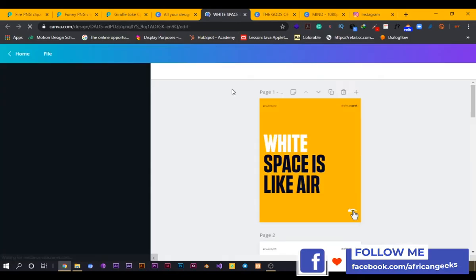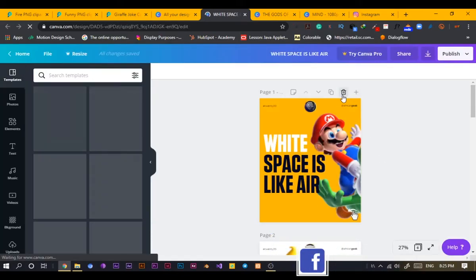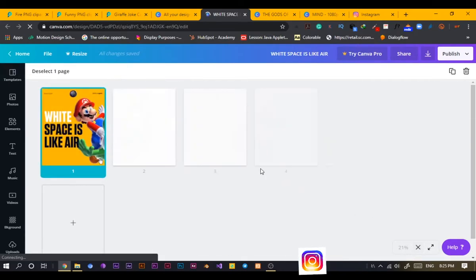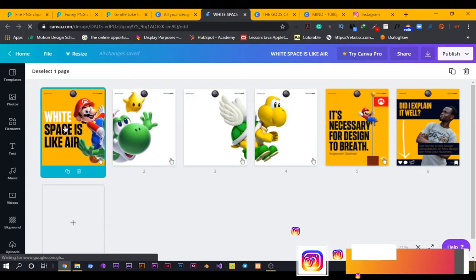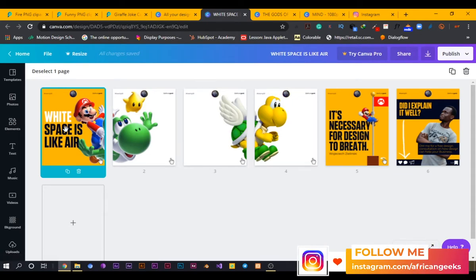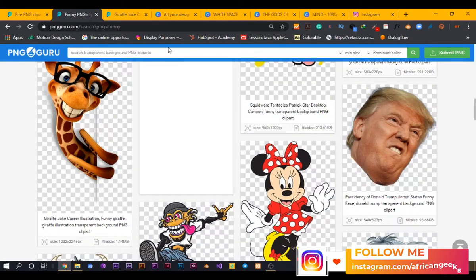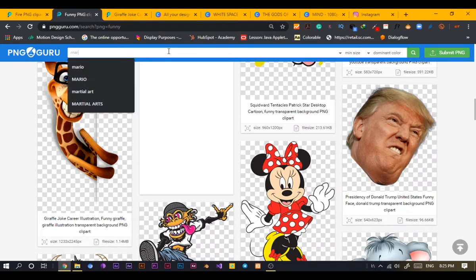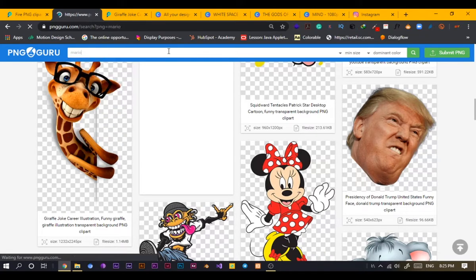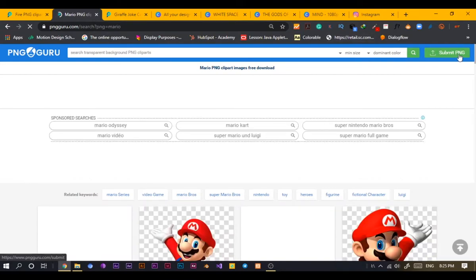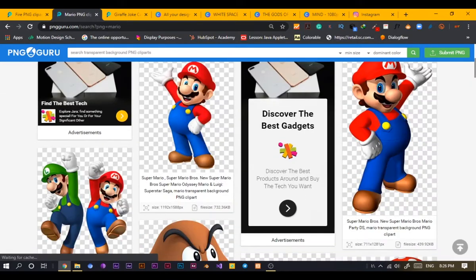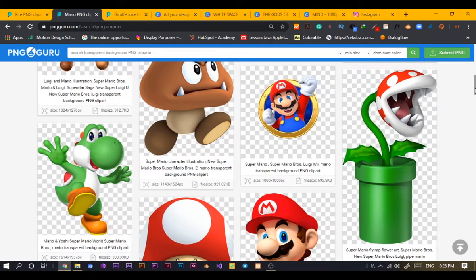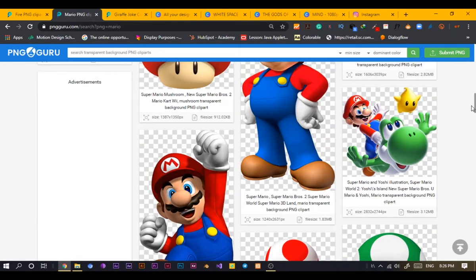With the Mario, I made a post on Mario, and not on Mario, but I was talking about white space, and this is the whole concept that white space is like air. And with this particular post, I just had in mind I wanted to use Mario. So I just came on PNGGURU and I searched for Mario, M-A-R-I-O, and a whole lot of search results came up. Since I knew what I wanted to do, I just went straight ahead.